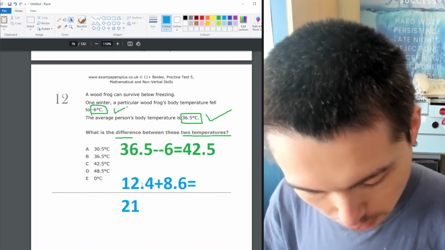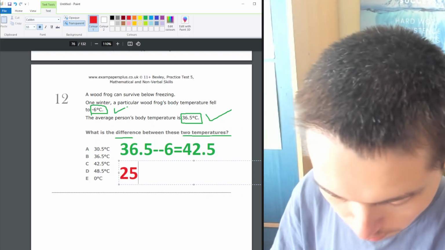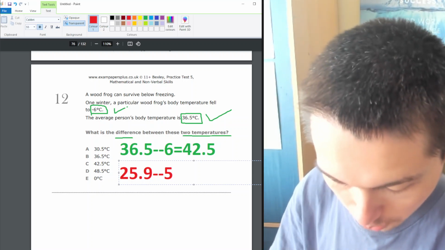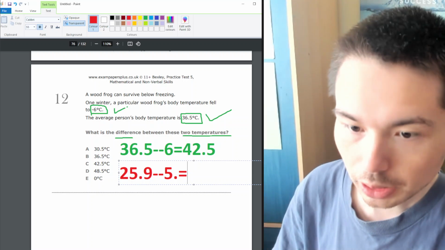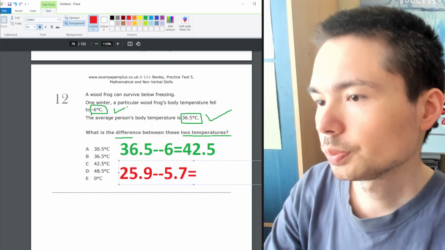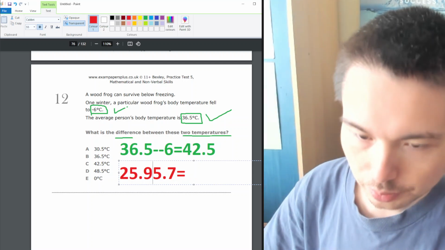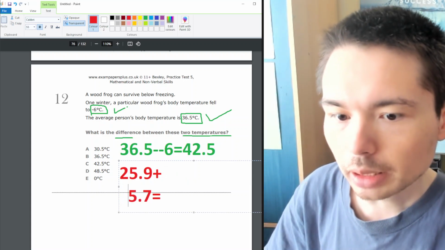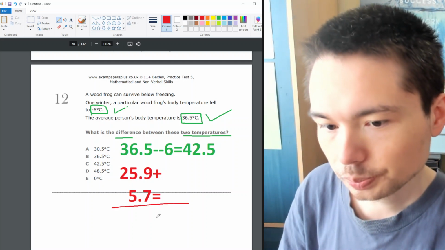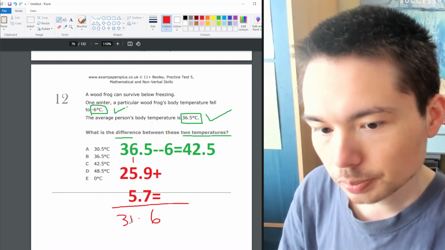Let's do one more example in case you guys did not get that. 25.9 minus -5.7. 5 seconds. Same thing as before, we add the two numbers together. Double negative is a positive. Add them up. Stack them on top of each other. We have that answer. 6 here. 26 plus 5, 31. Good.